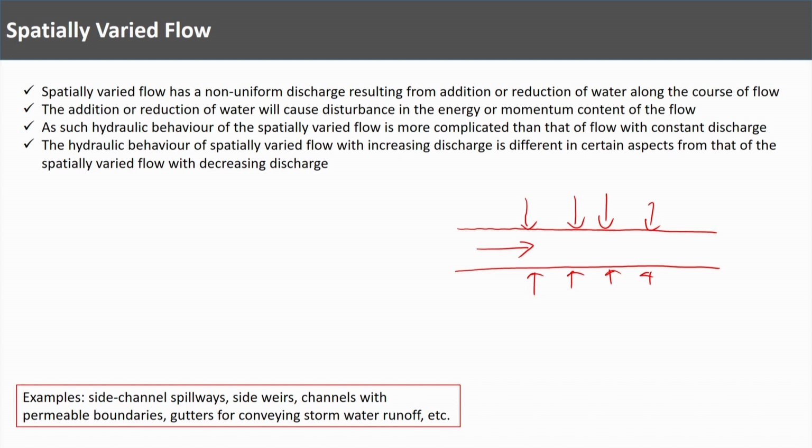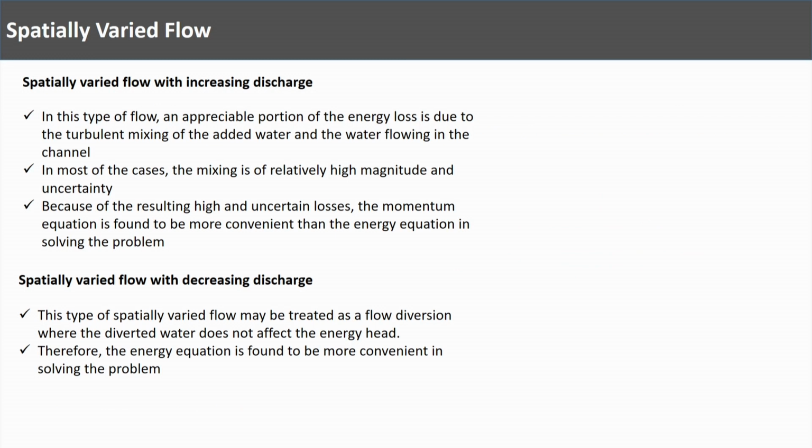We will also discuss some examples: a side channel spillway, a side weir, a channel with permeable boundaries, and a gutter for conveying storm water runoff. These are some examples of spatially varied flow. I can classify spatially varied flow into two types: one is spatially varied flow with increasing discharge, that is, there is an addition of water in the channel along the distance, and the other is spatially varied flow with decreasing discharge.